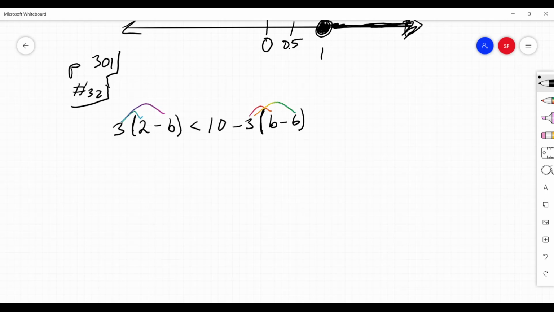Three times 2 is 6. 3 times -b is -3b. Is less than 10. -3 times b is -3b. Minus 3b. -3 times -6 is 18, positive 18. Now what?